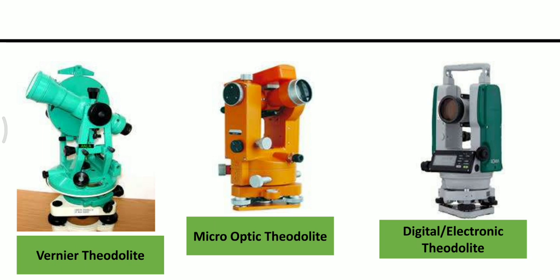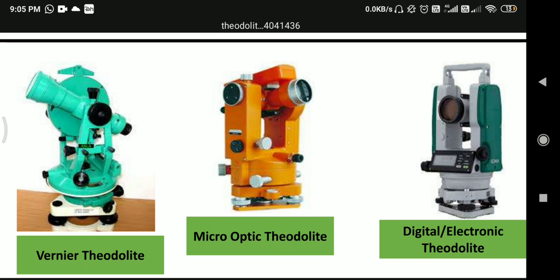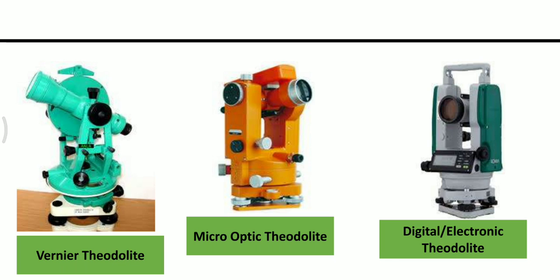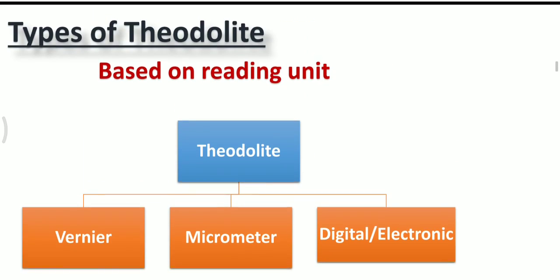Next one, this micro-optic theodolite. This is the second image, of the micro-optic theodolite. In this theodolite, such verniers are not provided for taking the observation. With the help of the micro-optic system, we can observe the horizontal angle and vertical angle. And the third one is the digital theodolite or electronic theodolite. There is a provision of a display for taking the observation of horizontal angle and vertical angle. So these are the three classifications of the theodolite based on the reading unit.